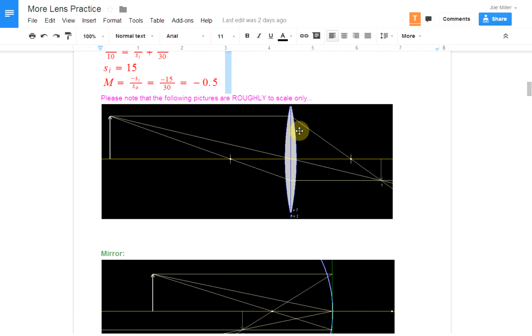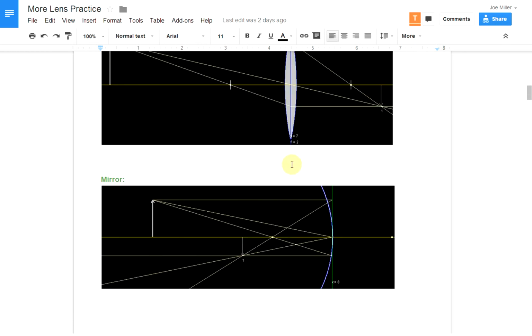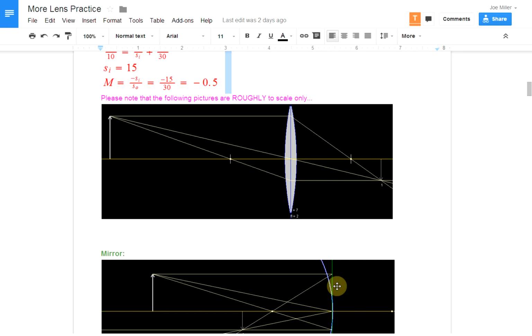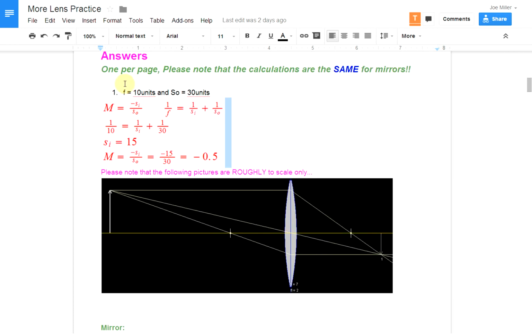One thing I'll mention is that notice this is a converging lens. So that's convex. This is a converging mirror. So that's concave. It's important that they're both converging, which is why our focal length here was a positive number when we put in the 10 units. So that's number one with a good little review.